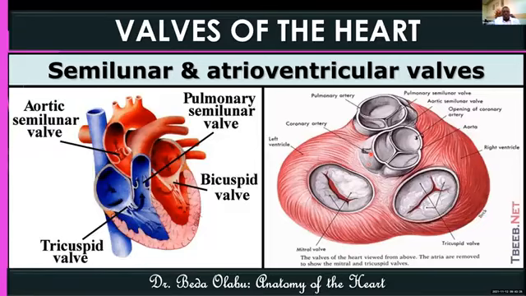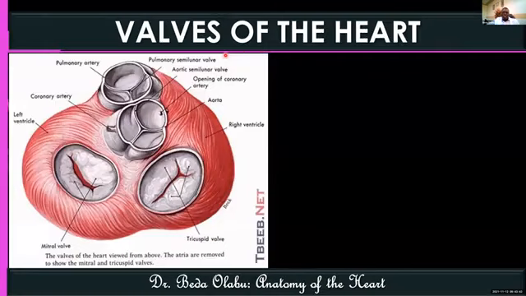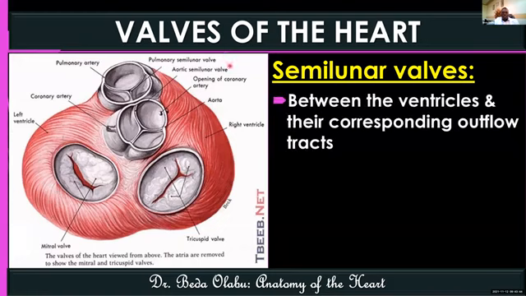Now we can talk about the valves of the heart. There are two types of valves in the heart: semilunar valves and atrioventricular valves. We can begin with the semilunar valves. Semilunar valves are the valves found between the ventricles and their corresponding outflow tracts. Remember, the outflow tract from the right ventricle is the pulmonary trunk, and the outflow tract from the left ventricle is the aorta.